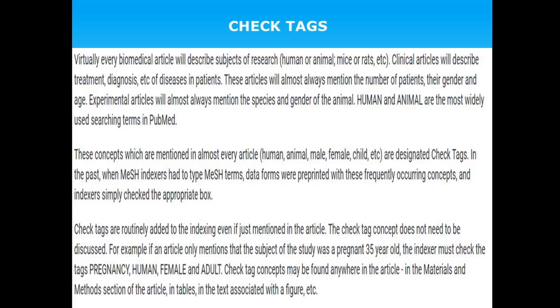They should not be merely presented or mentioned in the article, right? If an article only mentions a study of a pregnant 35-year-old, what we know here is that pregnant is definitely female. The indexer must check the tags automatically. You must check the tags for pregnancy, so human, female, and adult.